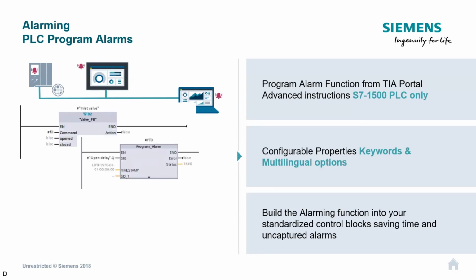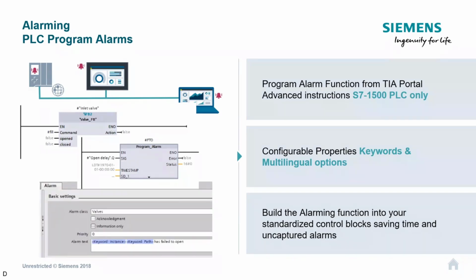So by adding into that code the program alarm, as I say, this is FB700, which is from the standard instruction list in the TIA Portal catalog, we can add in the information to control this alarm on the sig pin, the signal pin, and then we can build this program alarm up in our valve FB.